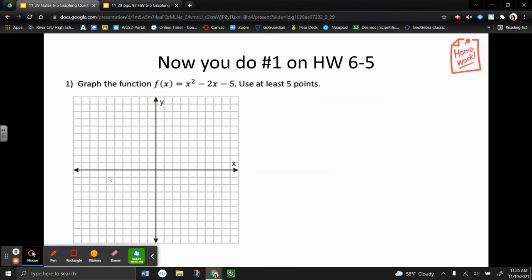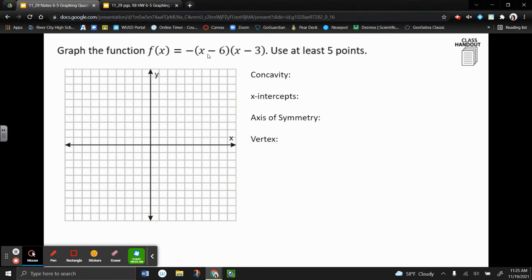All right, so let's look at another example, but this time it's given to us in factored form. Well, in factored form, we know the concavity. We're looking at the value of A. It's negative, so we know it's concave down. Our x-intercepts, we look inside of the parentheses to see what value for x would make this 0. So that's going to be (6, 0) and (3, 0).